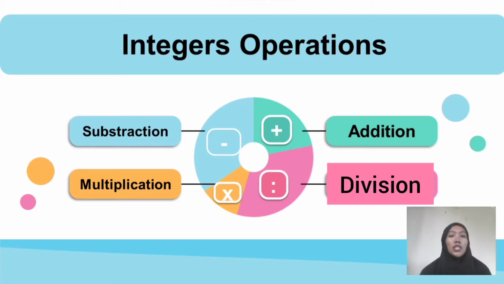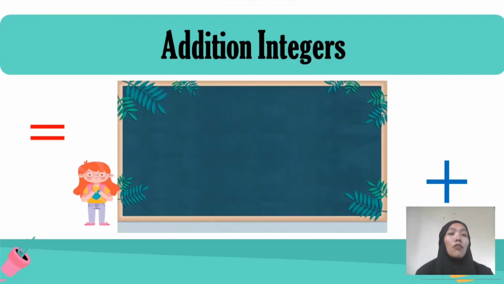And then integer operations. The integer operations consist of 4 operations: addition, subtraction, multiplication, and division. Okay, the next slide we will discuss integer operations. The first integer operation is addition. Of course, you have already learned about addition in elementary school. Addition of integers is not far different from the usual addition that you have learned. To understand, we look at an example.